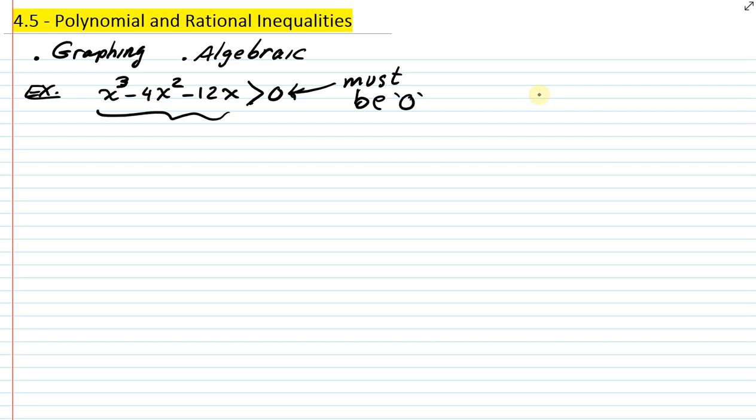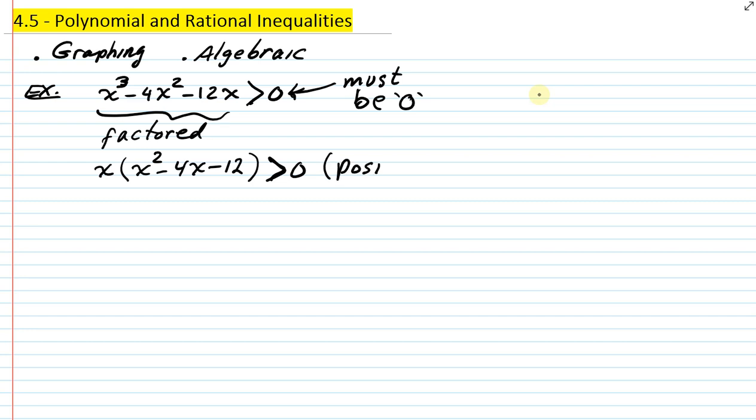The other thing is the polynomial must be factored. Those two things: the 0 on the right and the factored form on the left. 0 on the right has priority. That's number one. Number two, factoring. So let's factor this one. I can factor the GCF, and that will make it x squared, negative 4x minus 12, right? Greater than 0. Now, anything that's greater than 0 means positive, right? So keep that in mind.